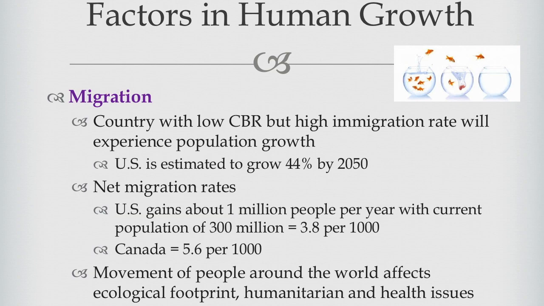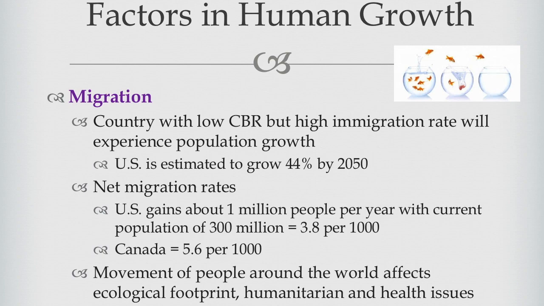Migration, a country with a low birth rate can still grow because you can have people moving into that country. U.S. is expected to grow 44% by 2050, and it has nothing to do with our birth rate. It has to do with people coming to this country for the resources that this country holds, the opportunities. U.S. gains about 1 million people per year. With the current population rate of 300 million, we're looking at 3.8 people per 1,000 are migrating into this country. Canada's a little bit higher, 5.6, because, Canada's just better.